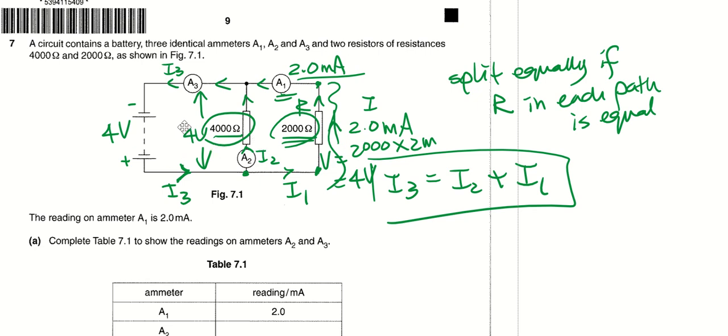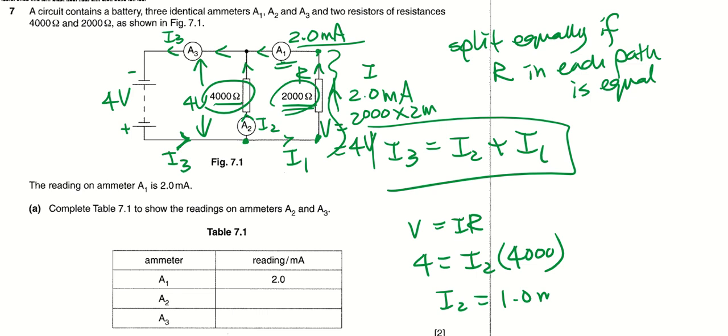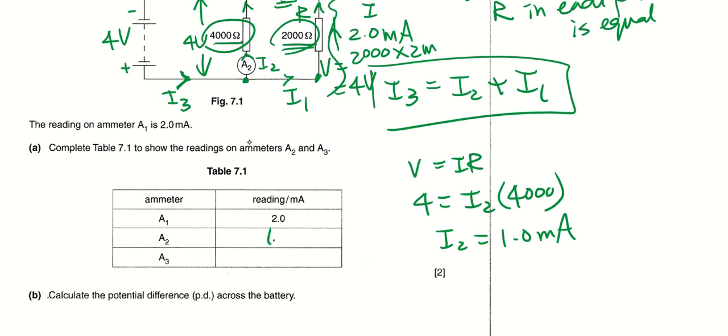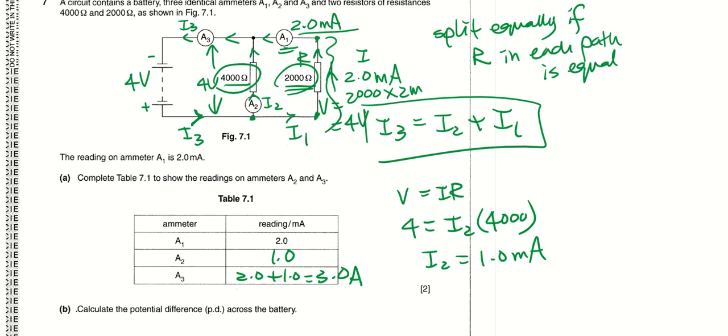Alright, so now I have the voltage of this 4000 ohm, the potential difference across it is 4 volts. That means V equals IR. The V is 4, the I is I2, what I called it just now. The resistance is 4000. I'm going to get I2 to be 1.0 milliampere. Therefore, A3 will be 2 plus 1, because in parallel, the sum of current is equal to the main branch current.